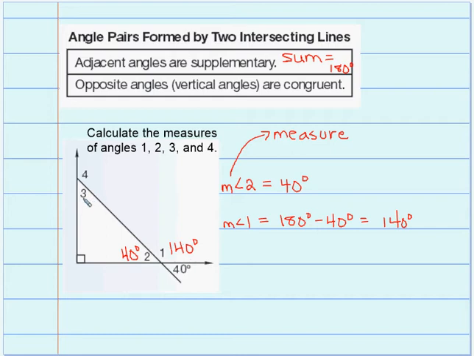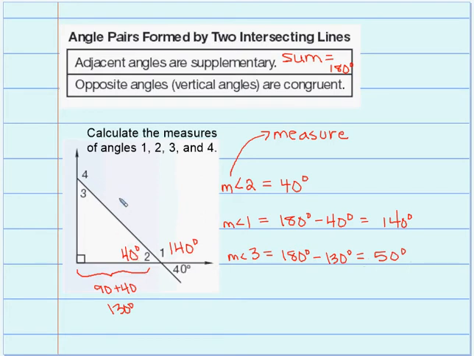Okay, now angle 3 is inside that triangle, and you know that the sum of the angle measures in a triangle has to equal 180 degrees. So if I add the 90 plus 40, I'm going to get 130 degrees. Then I can subtract from 180 that 130 degrees, and I will get the 50-degree angle.